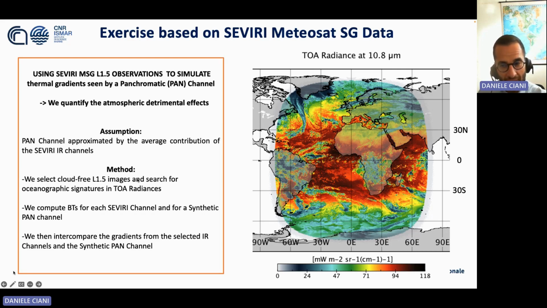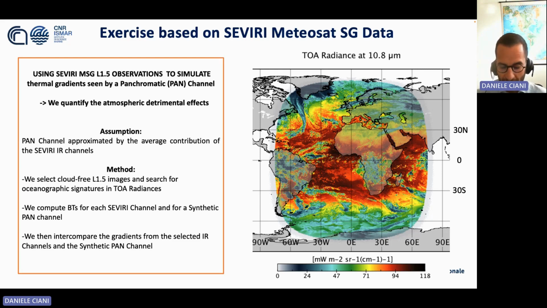And we then estimate brightness temperature from the top of atmosphere radiances given in the different channels, and we compared this brightness temperature, after computing the gradient intensity for features that are associated to oceanographic activity, with the same gradient intensity obtained with our synthetic panchromatic channel.